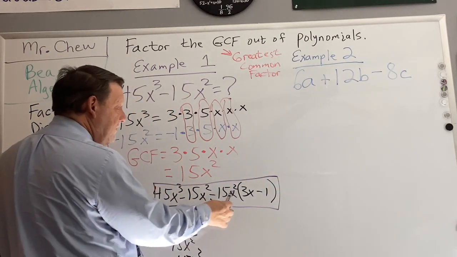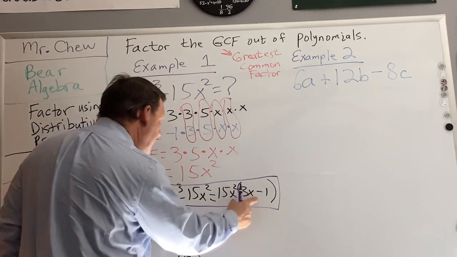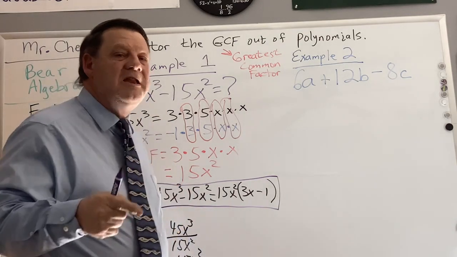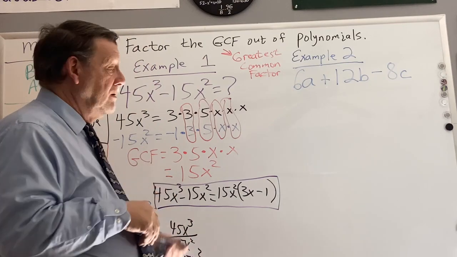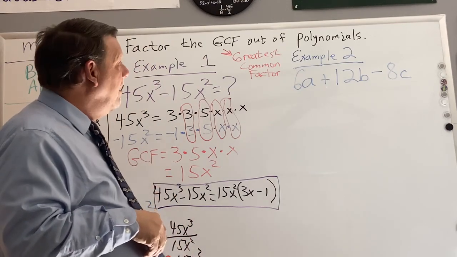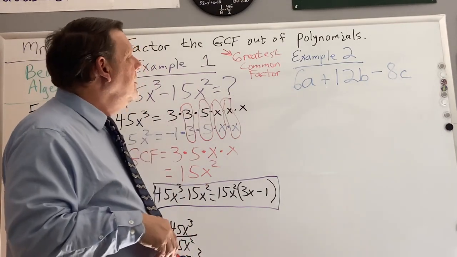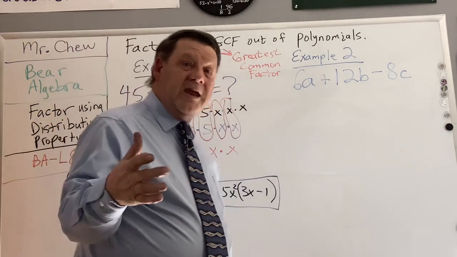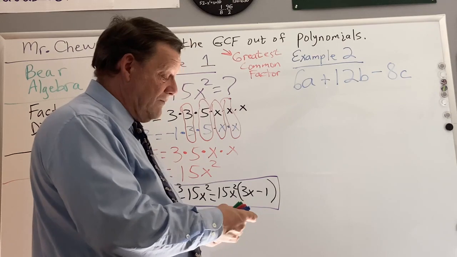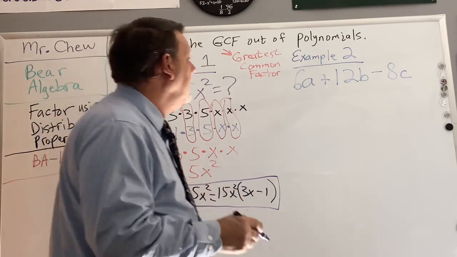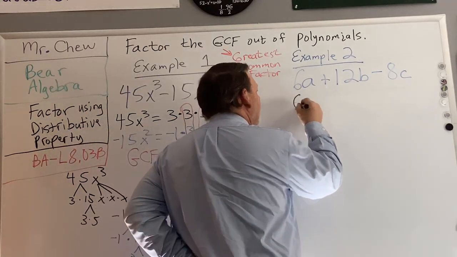The GCF is 15x squared, and this has been factored, and you need that for what's coming up in a couple videos from now. Okay, all right. So what happens when you've got 3? You still do it the same way. You still have to list each one and their prime factors.